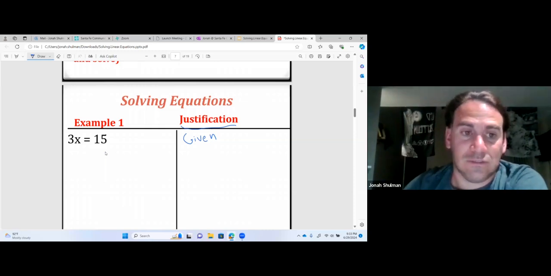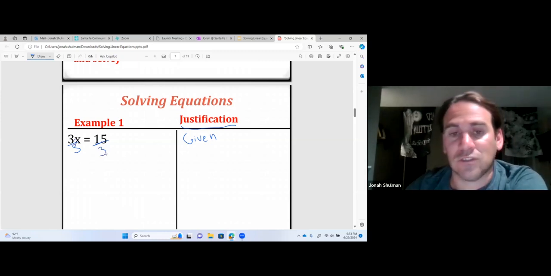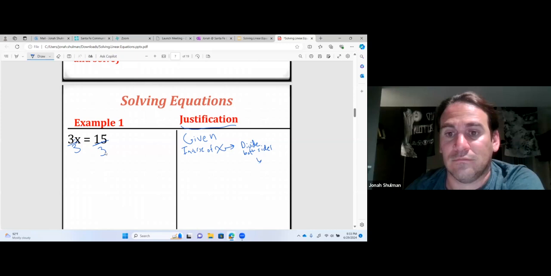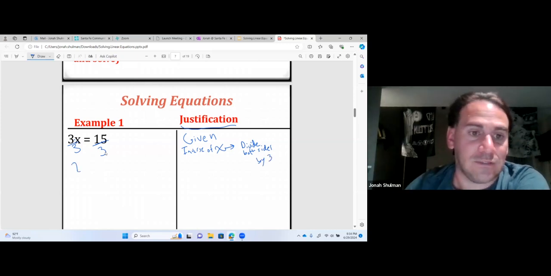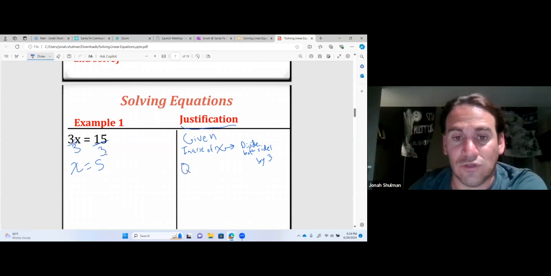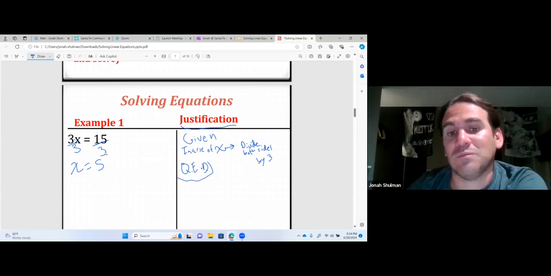Then they have to isolate. So what is the opposite of multiplying by 3? Because there's a mini multiply here, they have to divide by 3. So they can write the property. This is actually called the inverse property of multiplication. But if you don't want them to write that, you can just say divide both sides by 3. And we're left with x is 5. And then you can just write QED, quod erat demonstrandum, and that just means like as it's been demonstrated.